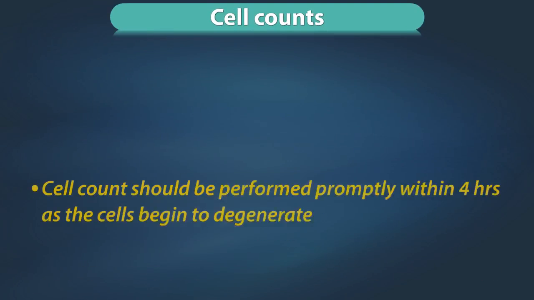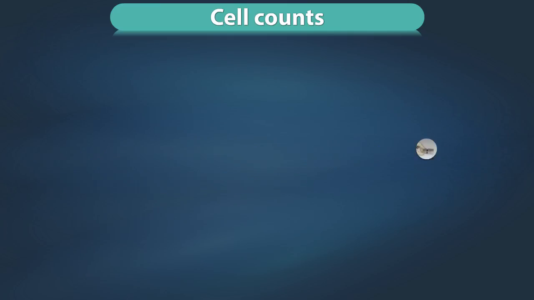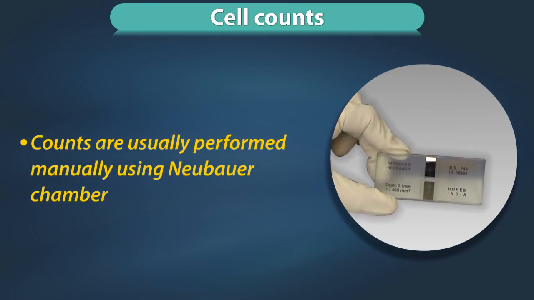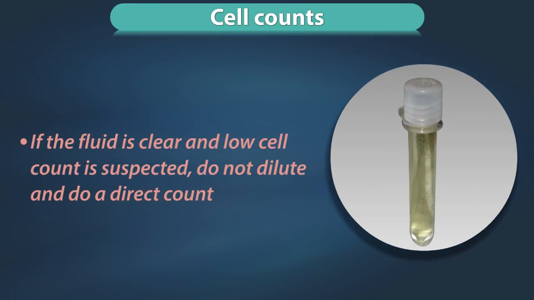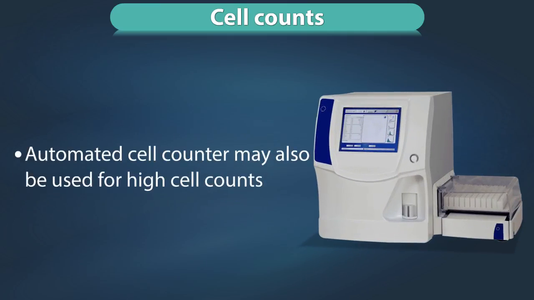Cell counts. Cell counts should be performed promptly within 4 hours of collection as the cells begin to degenerate. Counts are usually performed manually using a Neubauer chamber. If the fluid is clear and a low cell count is suspected, do not dilute and do a direct count. If the fluid is turbid or hemorrhagic and a high cell count is suspected, the cell count is done after appropriate dilution with saline.